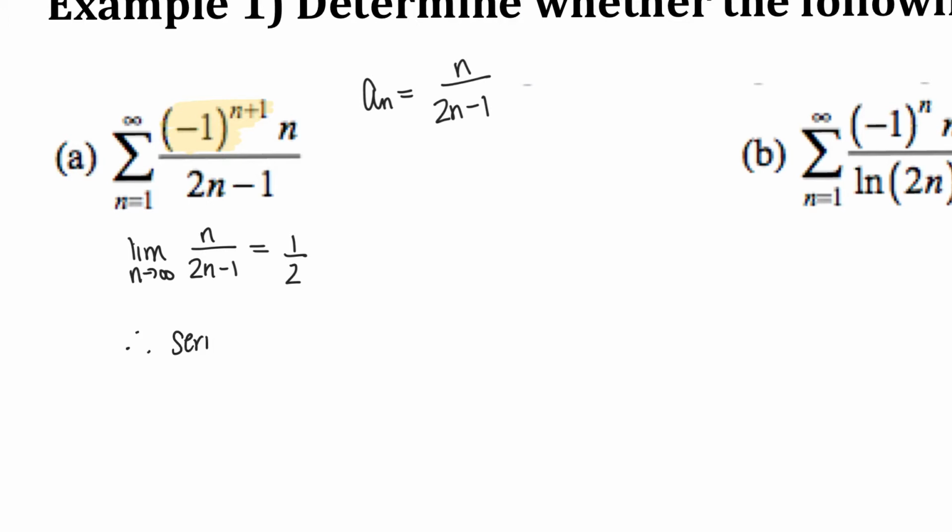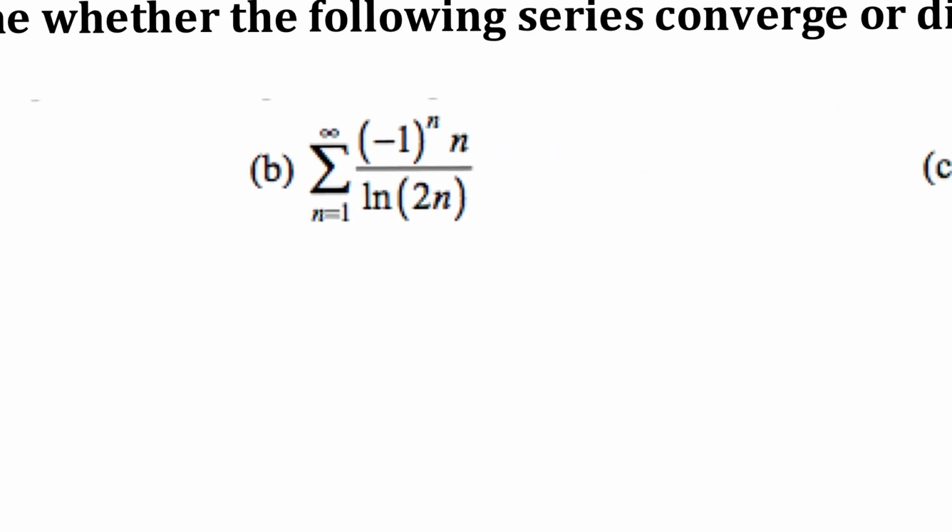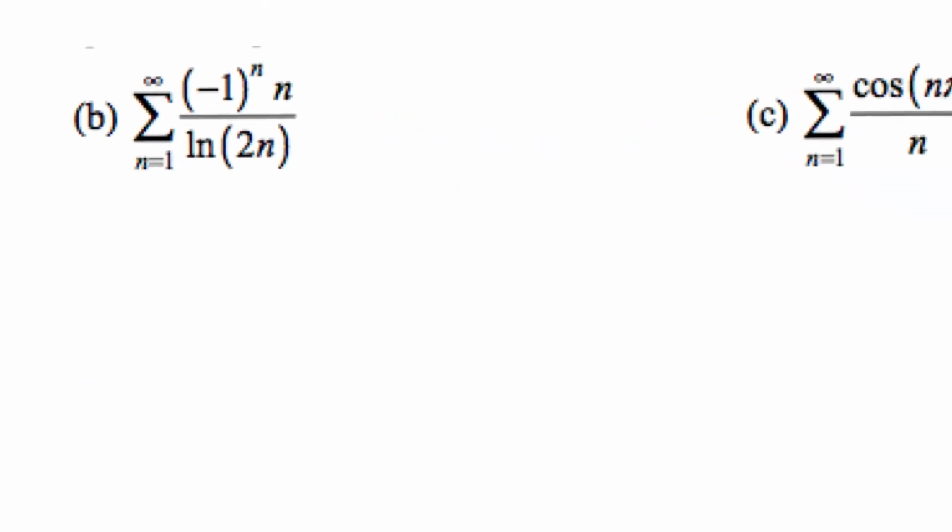So it fails that first condition. Therefore, the series diverges by the nth term test. Notice, not the alternating series test. The alternating series test is only for convergence. This fails the nth term test, so it diverges. Let's take a look at the next one.